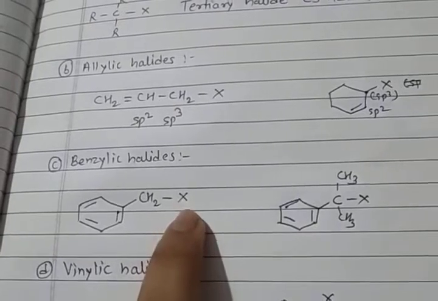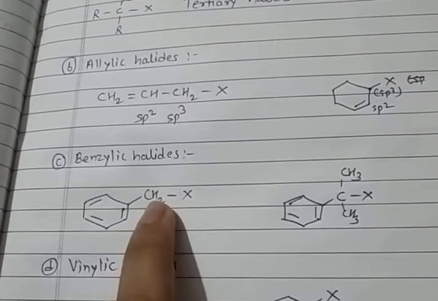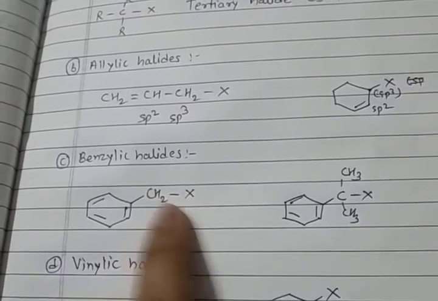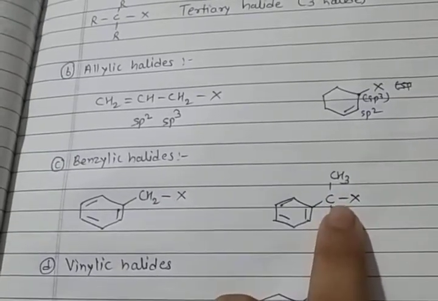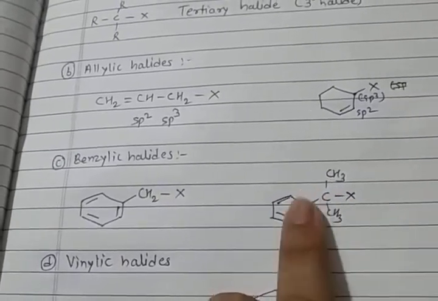Okay, and we can say this halogen is attached to CH2. So this is primary halide. This halogen is attached to C, so it is tertiary halide.